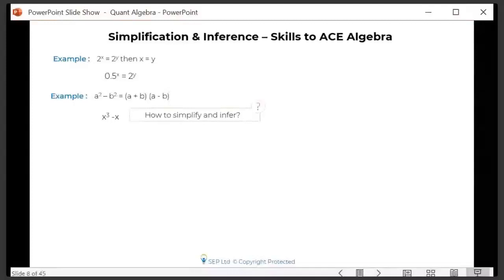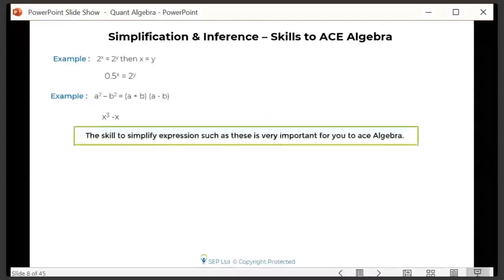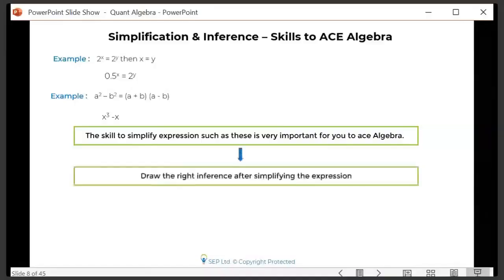So if you're not able to simplify and infer what this can be written as, you may not be able to do well in the exam. So the skill that's very important is that you must be able to simplify these expressions. And after simplification, you should be able to make the right inferences. In the case of the first one, that is 0.5 to the power x is equal to 2 to the power y, you should be able to infer that x plus y is equal to 0.